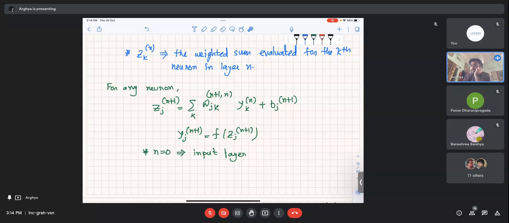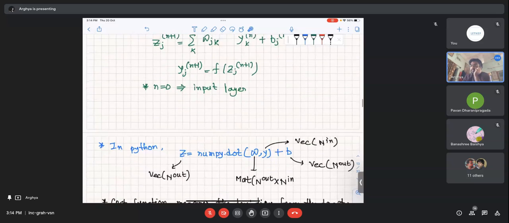And in this notation, n equal to 0 is always the input layer, and n equal to n maximum, or sometimes I will use capital N, is the outermost layer. Okay, that's the whole notation.